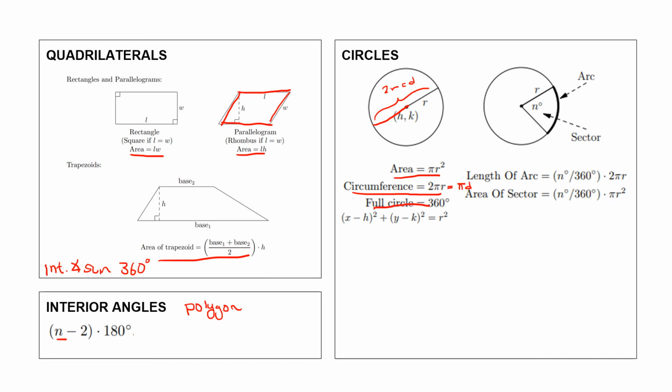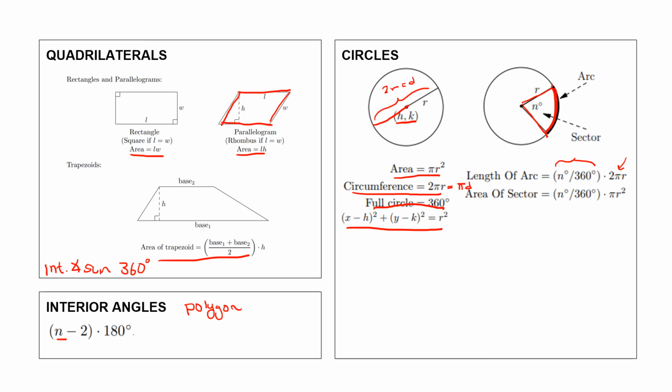The full circle covers 360 degrees, and the standard equation for a circle is x minus h squared plus y minus k squared equals r squared, with h and k being the coordinates of that center point and r being the radius. Another part of the circle that we have to note is the arc. Now this arc is defined as a fraction of the angle that it makes over 360 times the circumference. Now why is that? We're taking the portion, the fraction of the circle, and we're multiplying that by the total length of the circumference.